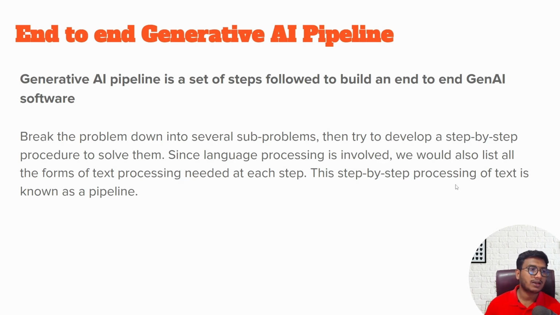Okay, that means whenever you get any kind of problem statement from the company, first of all, break that problem statement into several sub-problems. Then try to solve them one by one. And to solve that, you have to perform some steps. Those steps are actually called pipelines inside generative AI. Now let's see one end-to-end pipeline we have to follow for all the projects we'll be developing in future.